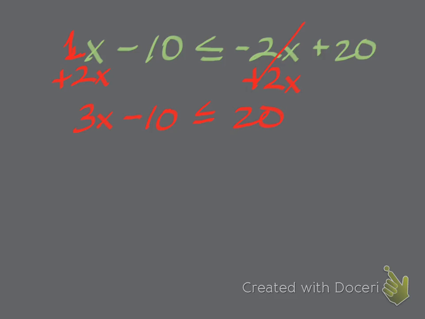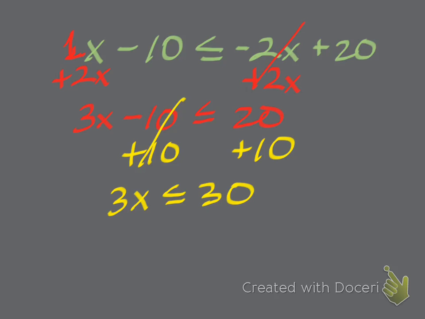Get the x away from the numbers. Negative 10 and positive 10 is 0. 3x is less than or equal to positive 30. Let's undo that division. Divide by 3. That's a 1, so it cancels. X is less than or equal to 10.